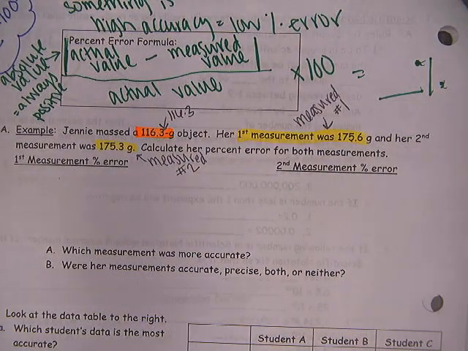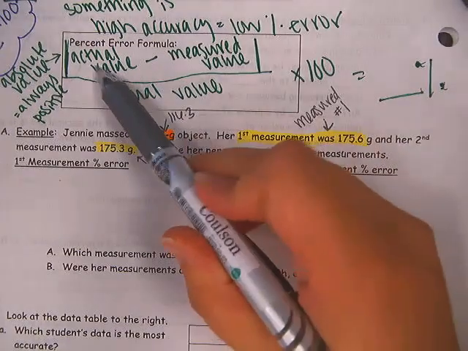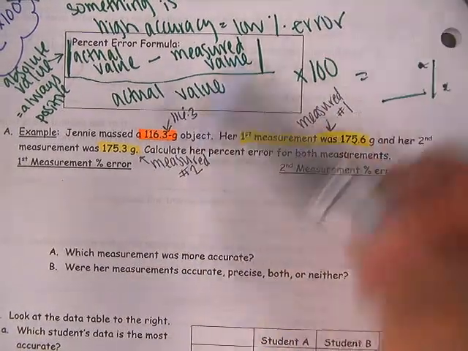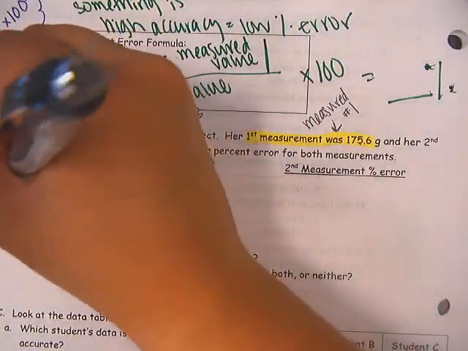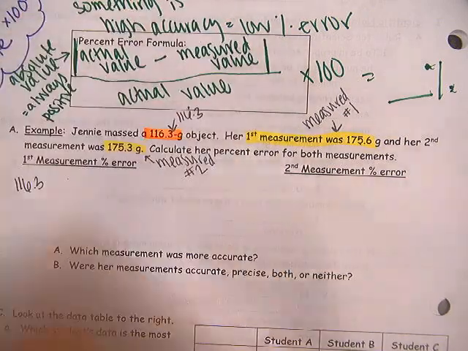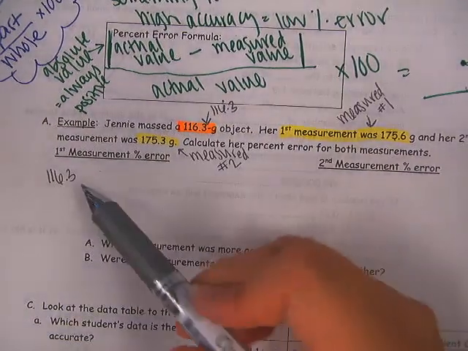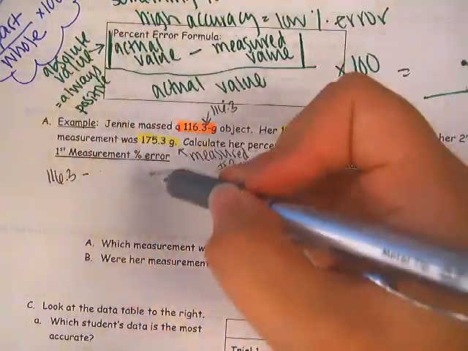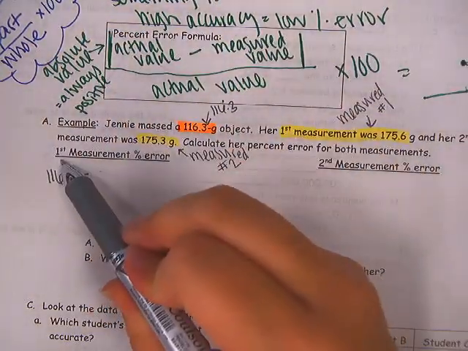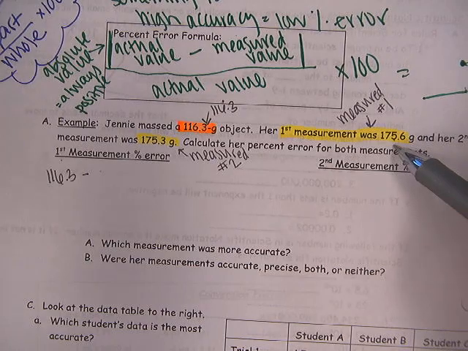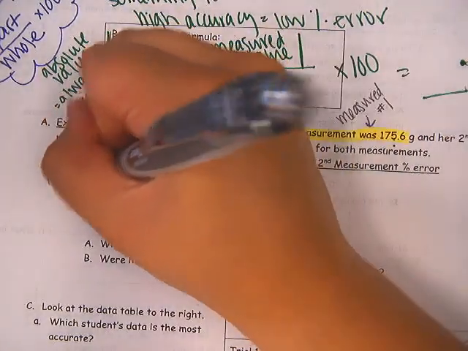So when we plug this into our formula, we're just following exactly what it says right here. So I'm going to plug in my actual value of 116.3. I'm going to subtract from that my measured value for trial number 1, which is 175.6.